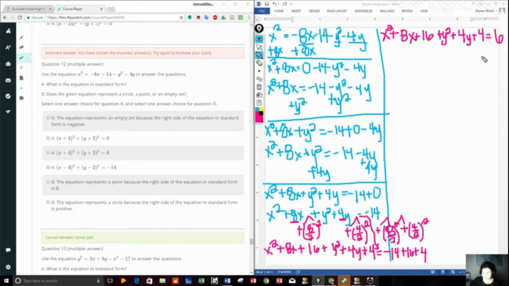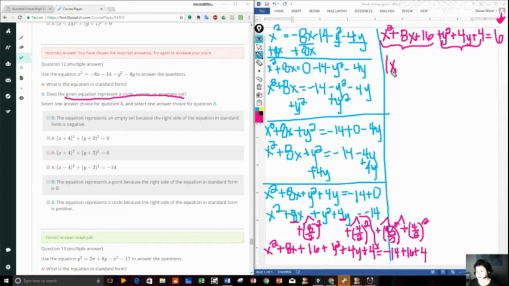Right now I'm going to pause and just say, if it was asking, does the given equation represent a circle, a point, or an empty set, we could answer that right now, because this term is our r squared, and it's greater than 0, so that means there is a radius. So yes, this does represent a circle, and this created a perfect square, and we created a perfect square for our y terms.